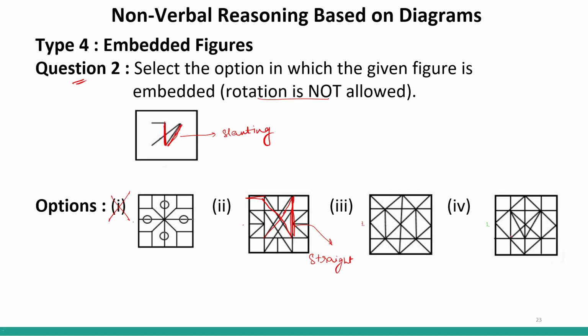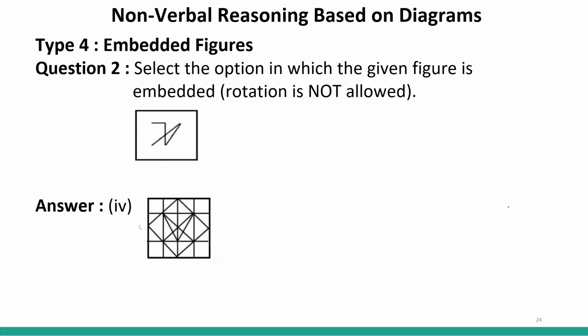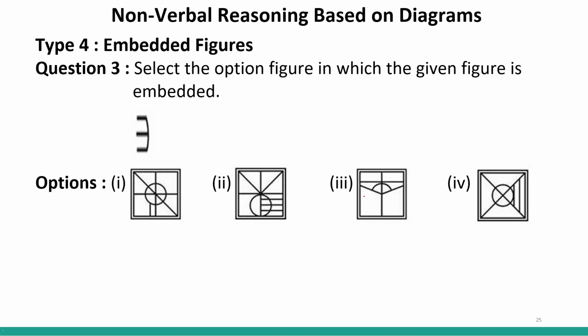So in option number 4, I can see it going like this, coming in a slant way. It is going like this, coming in a slant way. Then it is going straight and then it is going like this. So in option number 4, I can see the image being embedded. So our answer will be option number 4. Okay. In option number 4, we can clearly see the embedded image. Now, so this is the solution, that is 4.